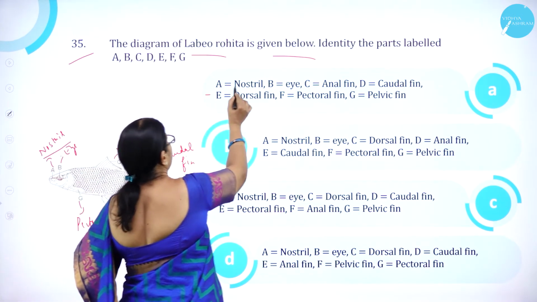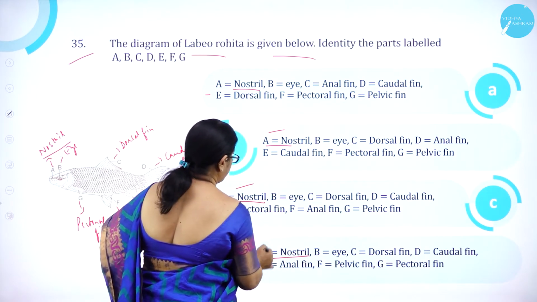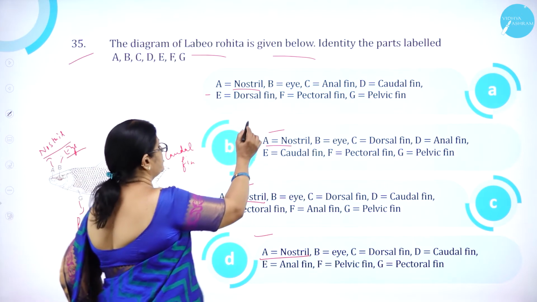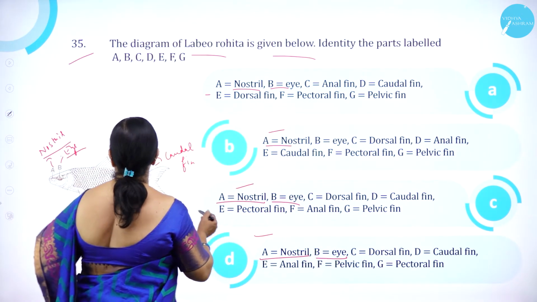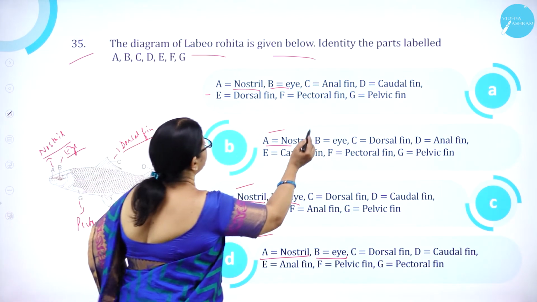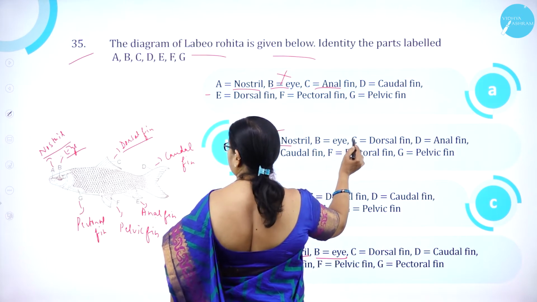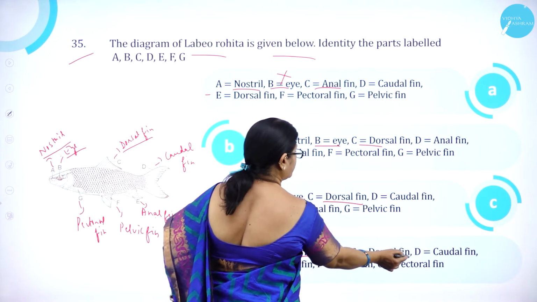So A is nostril. Here also we have A nostril. Go for the second one. B is eye. Here also B is eye. Go for the next one. C, dorsal fin. Here it is anal fin, so this is wrong. Here it is dorsal fin, correct. Here also it is dorsal fin.